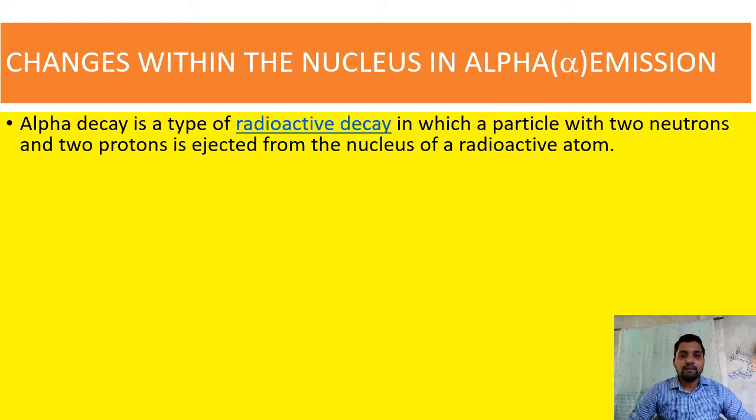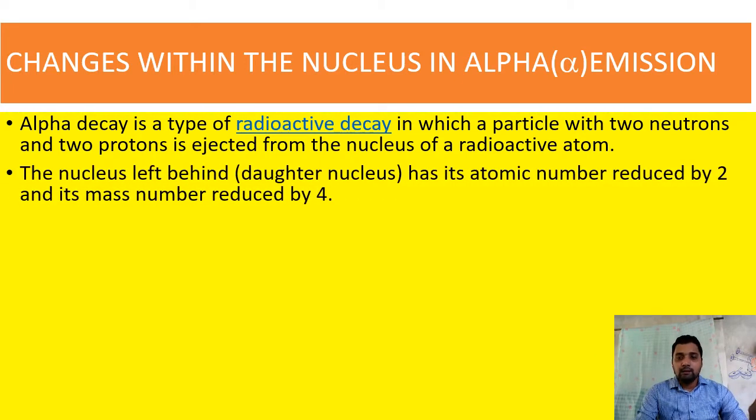When an alpha particle is emitted, two neutrons come out with two protons. Because alpha has mass number 4, meaning 2 protons and 2 neutrons, these are now decreased from the nucleus. So here we can say the parent is the nucleus which emits the alpha particle, and after the emission, what we get is the daughter nucleus. The parent has a certain number of nucleons, that is, protons and neutrons.